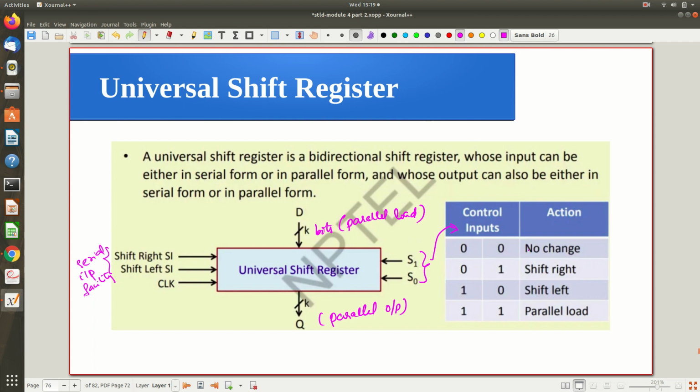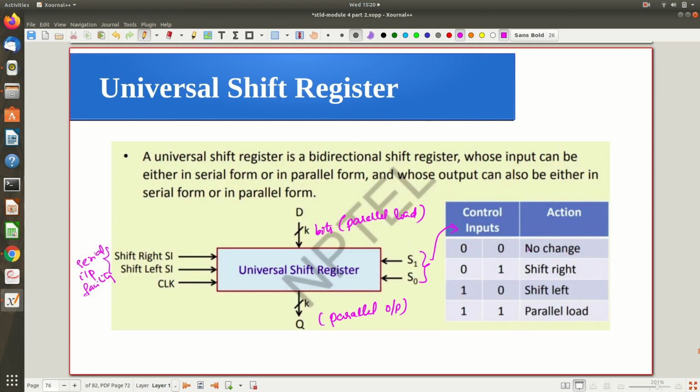That is by default, right? Because output lines are there. You don't have to. So at any time, if you want, you can take that parallel output. But parallel load, whenever you are saying, that time only that load should happen. That is why we need a control line for that. Sometimes you don't want to load new information, you want to retain the old information, or you want to do some shift operations. That is why we need a separate control line for that.